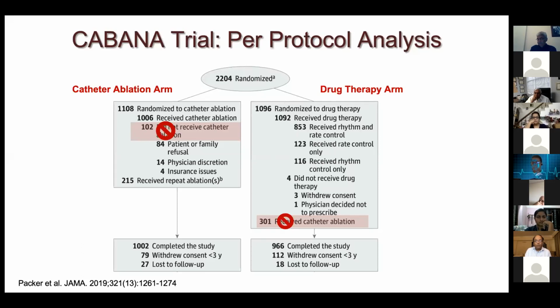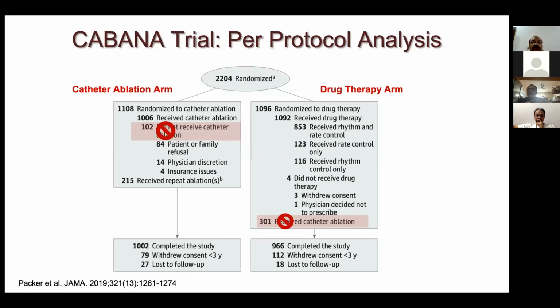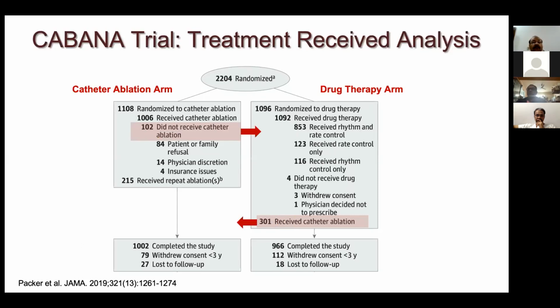So a lot of follow-up loss again became a big problem too. In neither of the three ways could this trial be analyzed properly. The main problem was with the treatment received arm. This appeared logical to many people, but the problem is that if you club all the ablations to one side and all the drug therapy to one side, then you don't maintain randomization. So that is a big problem.